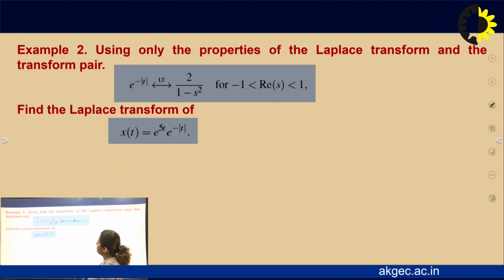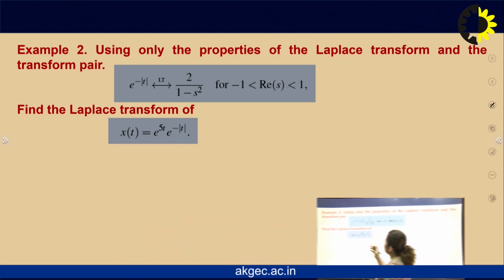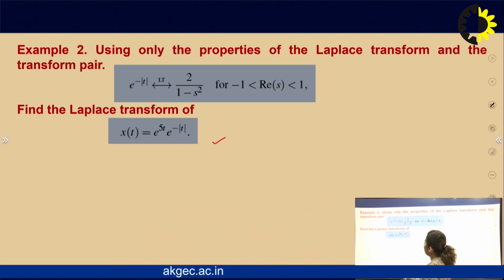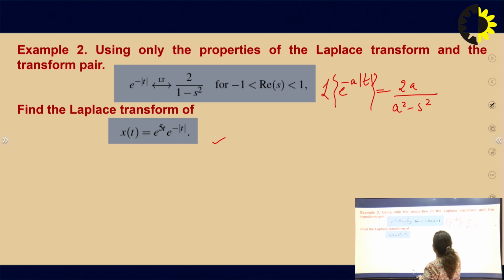The second numerical is based on using only the properties of the Laplace transform and the transform pairs. We have to find the Laplace transform of this function. Here we know the Laplace transform of e to the power minus mod t is 2 upon 1 minus s square. The general property is that the Laplace transform of e to the power minus a mod t is 2a upon a square minus s square. In place of a we have 1, so it becomes 2 upon 1 minus s square, the Laplace transform of e to the power minus mod t.